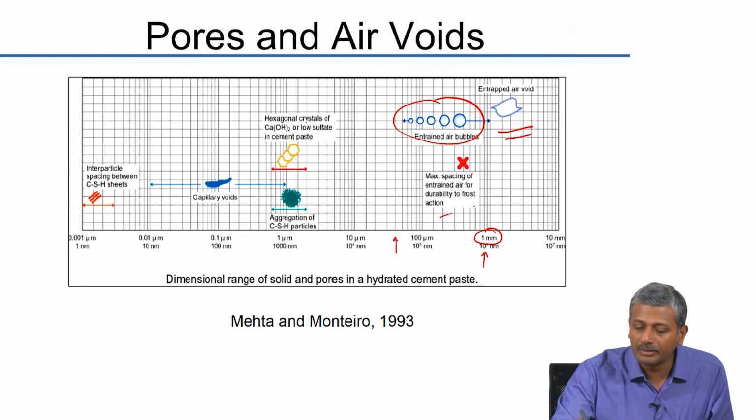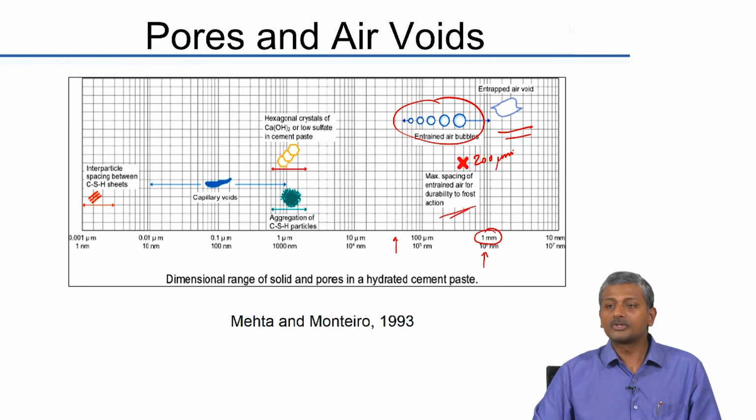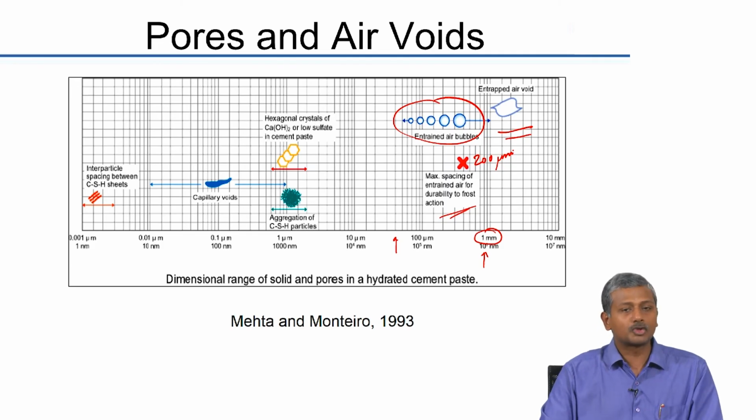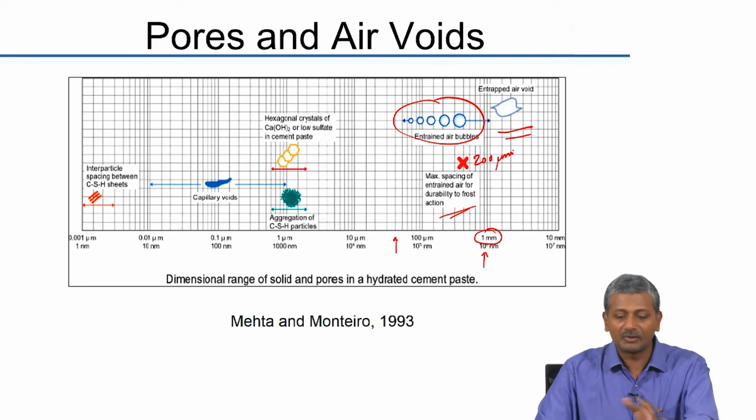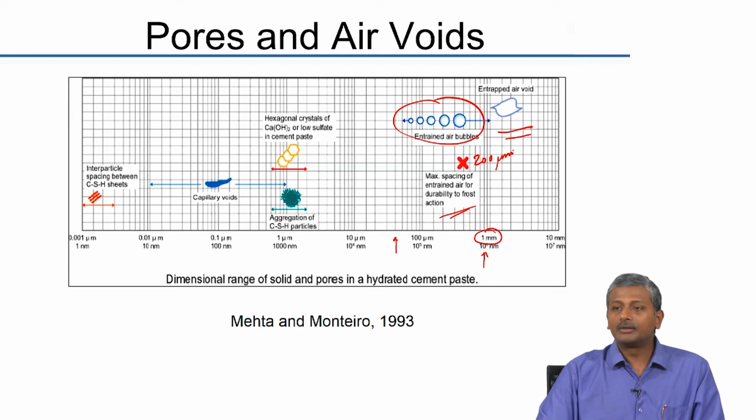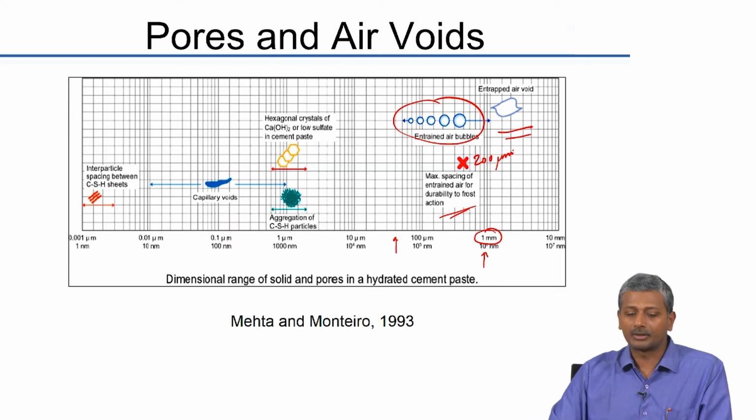Okay, and if you read the standards properly, it says that the air bubbles should not be separated by more than 200 microns. So it is not just the amount of air bubbles that is important, the spacing between the air bubbles also should be minimized to ensure that you get a good resistance to freezing and thawing. Okay, that is also one of the standards which we will revisit when we talk about chemical admixtures in concrete.